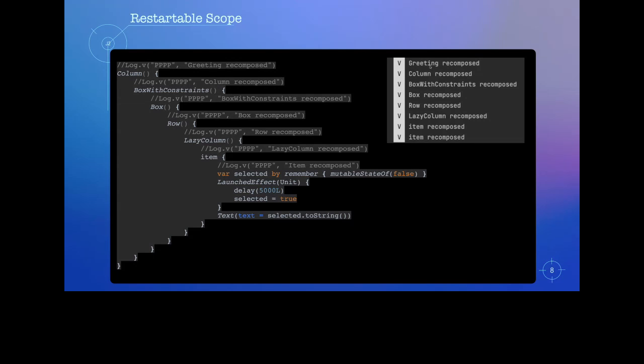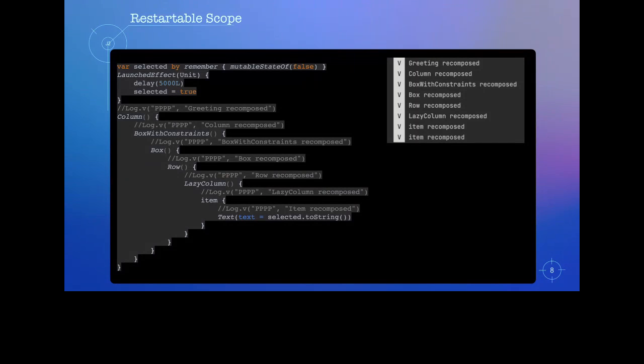So if we can follow my cursor, from Greeting down here to the first item, that's just the initial composition. Greeting being the outermost composable that contains all of this other stuff. So Greeting gets composed, Column, BoxWithConstraints, Box, Row, LazyColumn, and item. After 5 seconds, only the item gets recomposed. Since the invalidated parameter is isolated to this Text composable and item has restartable scope, that's the only thing that gets recomposed.